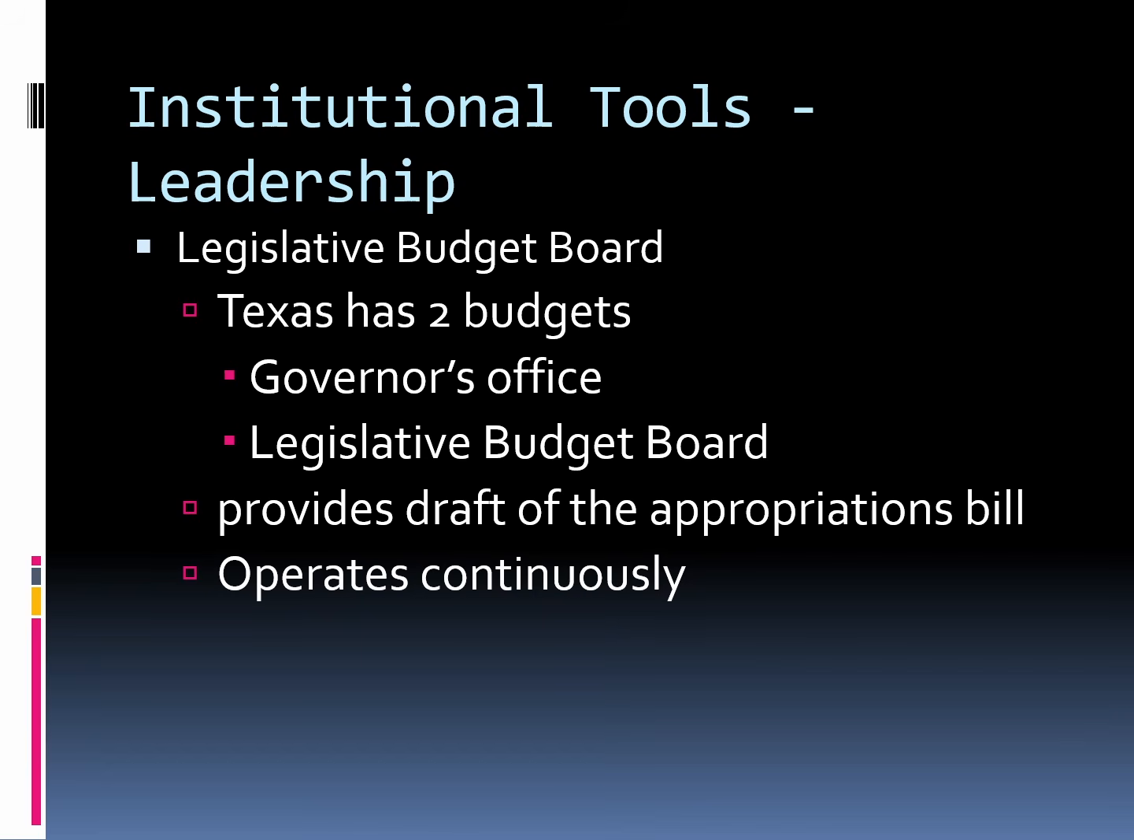Okay, the second type of power base that they have, they're called the institutional tools of leadership. I kind of introduced these already, so we're going to be talking a little bit more about them. The first one I want to talk about is the Legislative Budget Board. In Texas, there are 2 budgets. The governor has one budget, the legislature has another budget. The one that does the budget for the legislature is called the Legislative Budget Board.